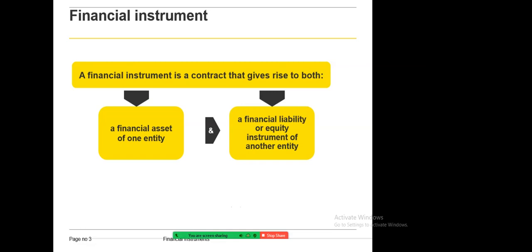That is, suppose there is a financial instrument, one party will be paying the cash and the other party might be issuing the equity shares in return for that. So it will be an asset to one company and a liability to the other company.